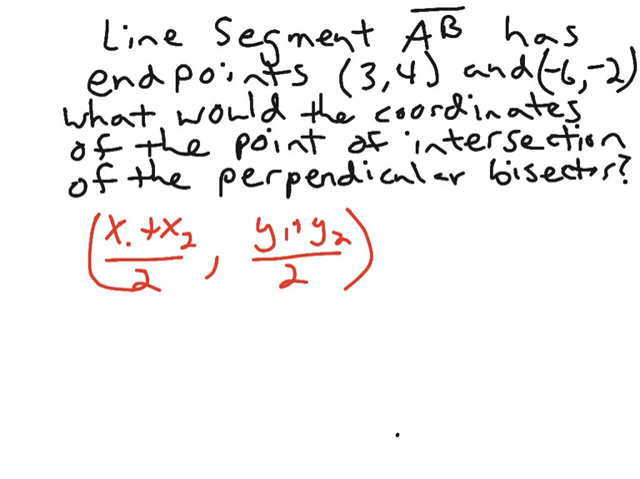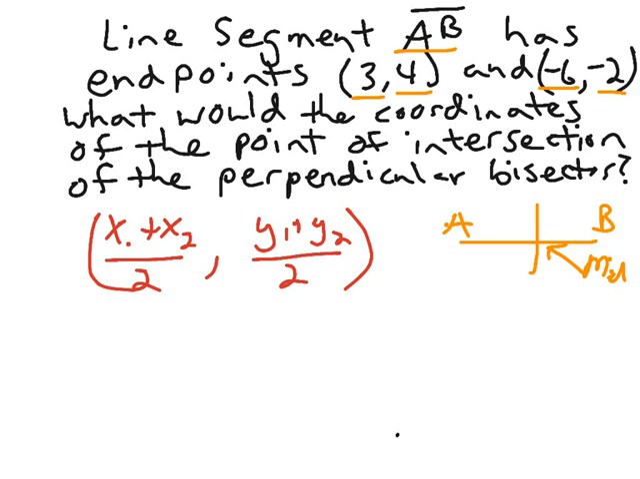So here's an example problem that would fit this topic really well. It says a line segment AB has endpoints at (3, 4) and (-6, -2). What are the coordinates of the point of intersection of the perpendicular bisector of that line segment? In order to get this correct, you would have to understand that for this line segment AB, the perpendicular bisector would have to pass through this point right here, which is the midpoint.